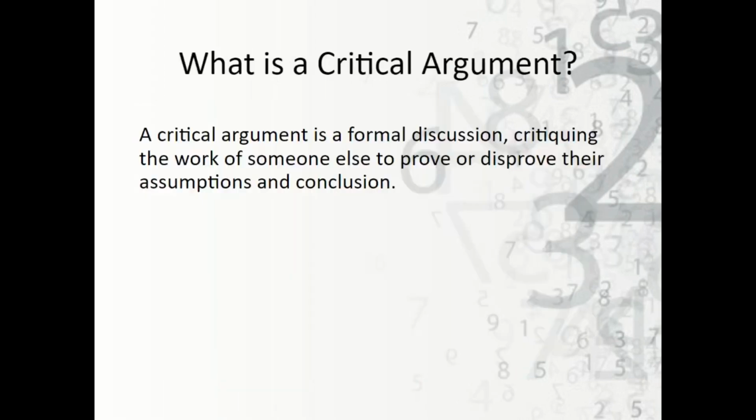First of all, what is a critical argument? A critical argument is a formal discussion critiquing the work of someone else to prove or disprove their assumptions and conclusion. Another way of saying this is you're creating an articulate argument. So you're deciding whether that person is right or wrong, and you're giving reasons why they are right or wrong.